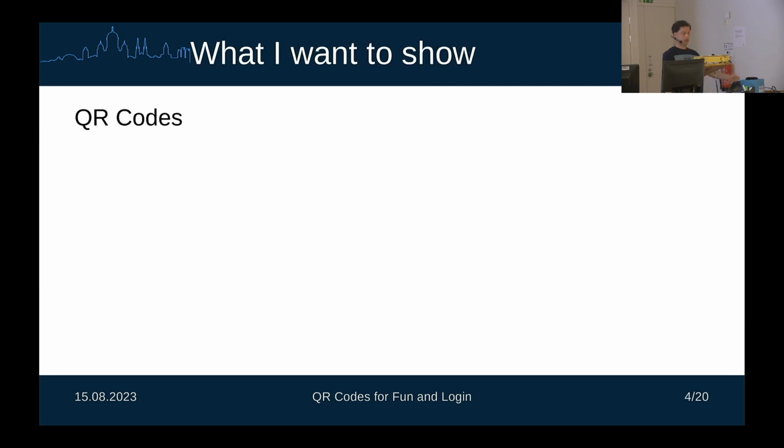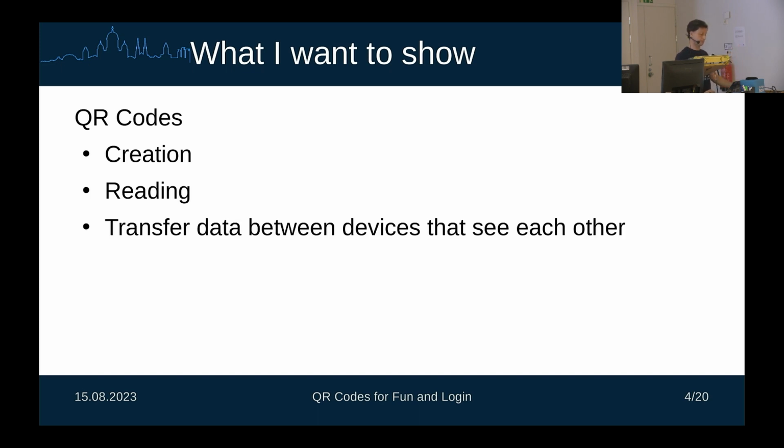So what do I want to show today? Well, a bit about QR codes, how to create them with Perl, and also how to read them, not with Perl, but with a web browser. And ideally, I also want to show how to transfer data between two machines that can see each other, which is for me the main draw of the QR code. You basically ensure physical proximity between two machines, which is an interesting feature.